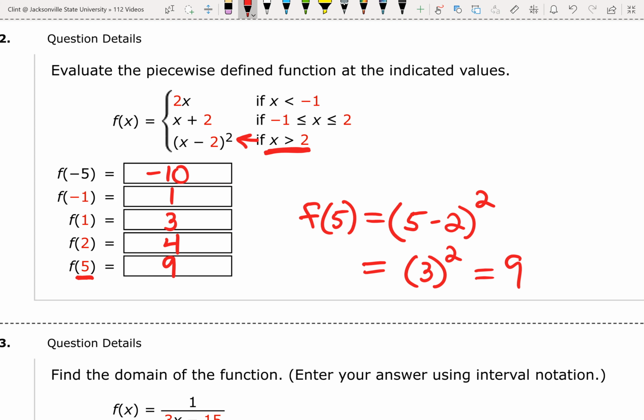Okay, so these are not bad. You just have to make sure you understand how you decide which piece of the piecewise function you use. You do that based off of your x value, and then you figure out which one of these your x value falls in.